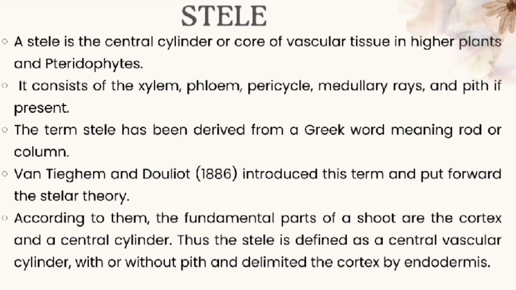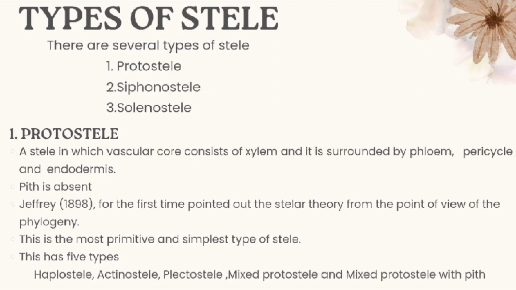This was first introduced by Van Tieghem and Douliot in 1886. According to them, fundamental parts of the shoot are the cortex and the central cylinder. That central cylinder is termed as stele. Next, types of stele. There are three types: protostele, siphonostele and solenostele.